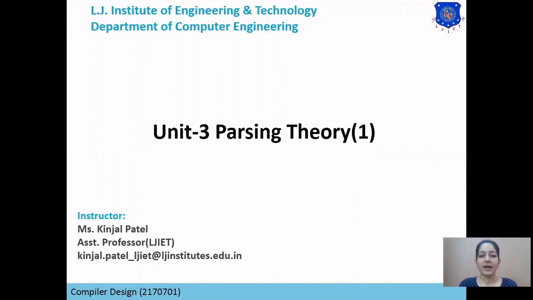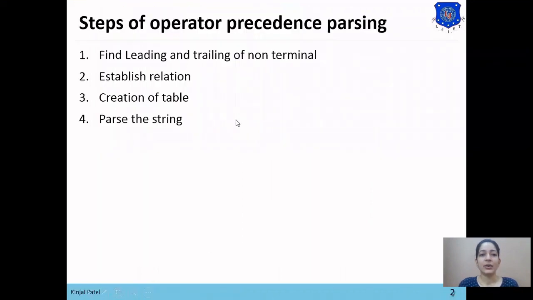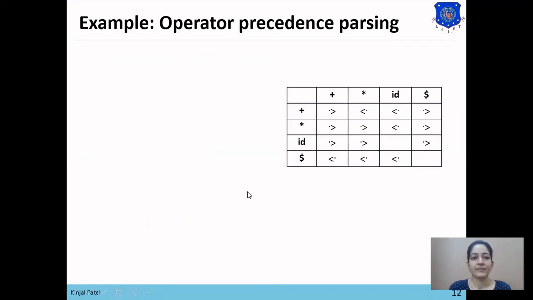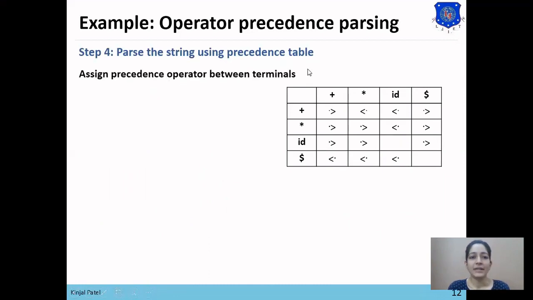So here is part 1 of chapter 3, Parsing Theory, lecture 11. In the last video lecture, we started one example of operator precedence parsing, and we performed the first 3 steps. In this lecture, we will learn how to parse the string using the operator precedence table. Now, the fourth step is to parse the string using the precedence table. To do this, we need to assign precedence operators between terminal symbols.